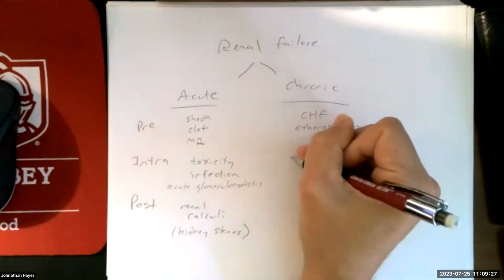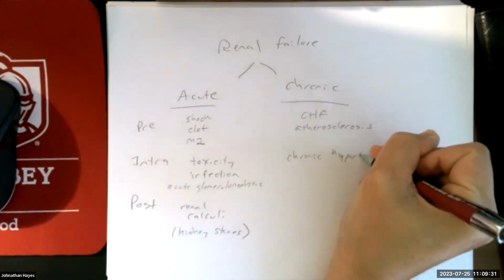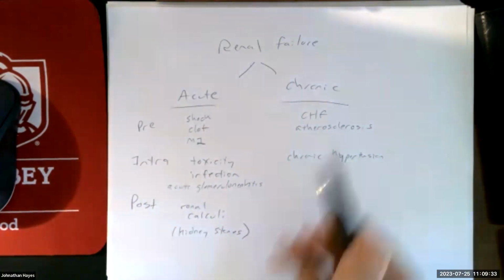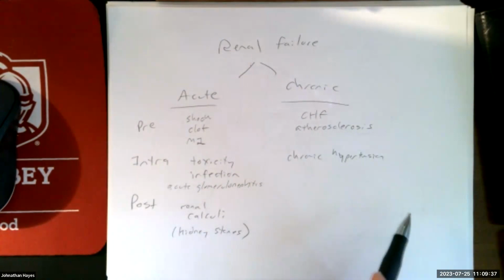Chronic intrarenal failure, this is where the chronic hypertension comes in. And again, when you have congestive heart failure, right, we're going to start retaining fluid. That's going to contribute to it. So it's going to be contributing to its own demise sometimes.